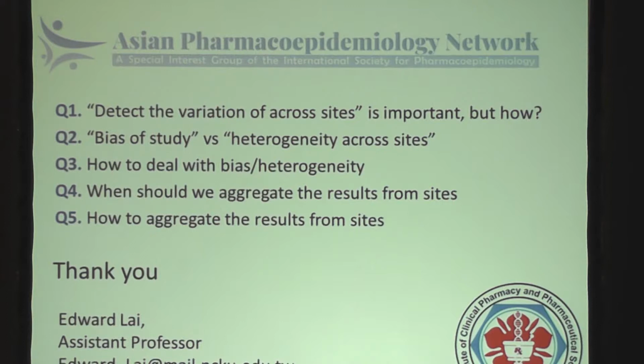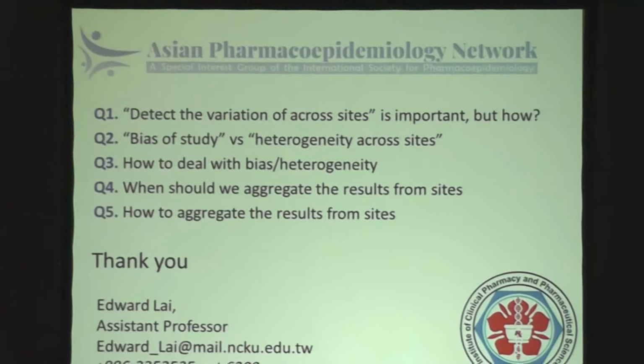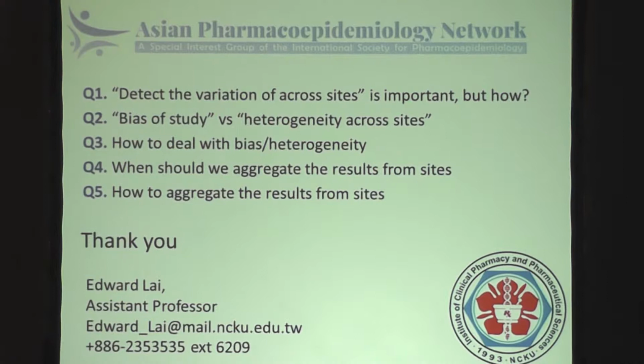We want to point out five questions for you for the following panel discussion. Number one is the detection of variation across sites, which is important, right? But how can we detect the variation? And the differential bias of the study and the heterogeneity across sites, how can we differentiate them? And how to deal with the bias and heterogeneity, and when should we aggregate the results from sites, and how?